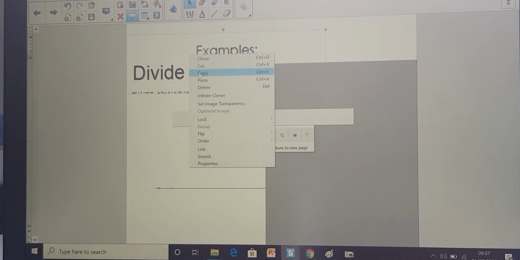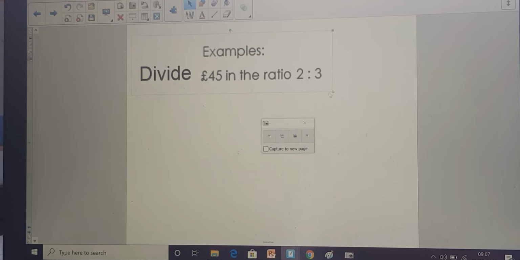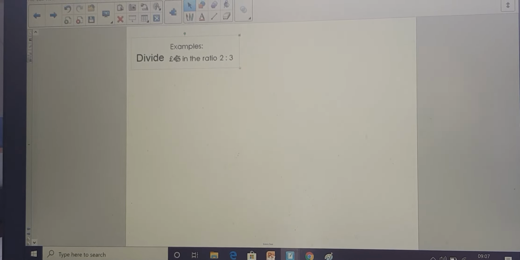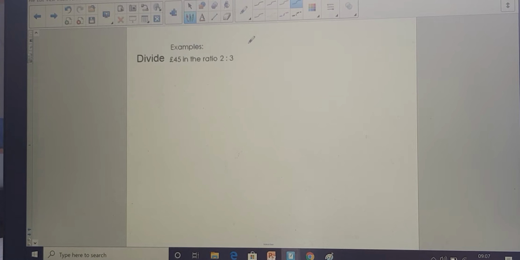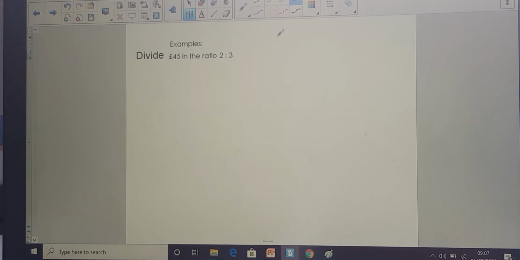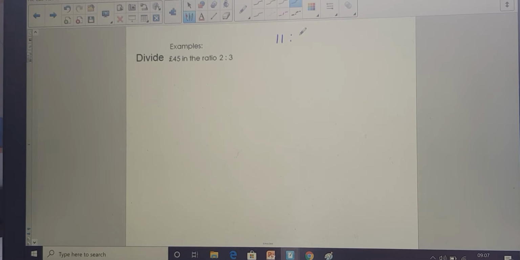So it's a really badly written example, that. So if this said divide £45 in the ratio of 2 to 3, as it does, the first thing I would want you to do is this. Now, if I have 2 of something to 3 of something, so there are 2 things to every, let me make them circles, otherwise that looks like 11.